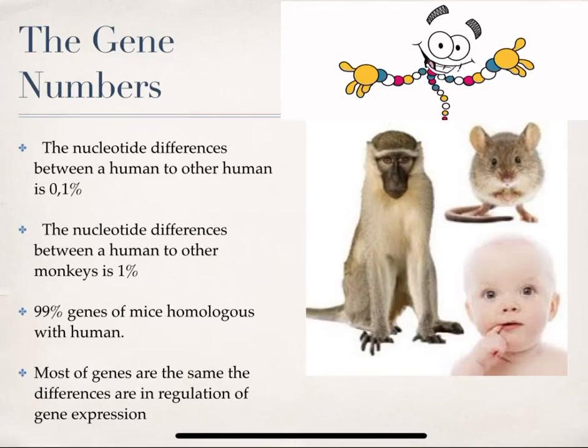The nucleotide differences between a human and another human is 0.1%. The nucleotide differences between a human and monkeys is 1%. 99% of the genes of mice are homologous with human. Most of the genes are the same. The differences are in the regulation of gene expression.